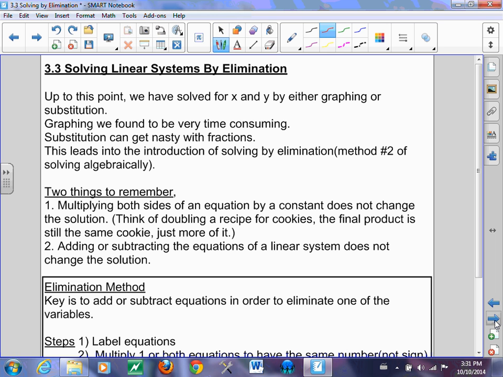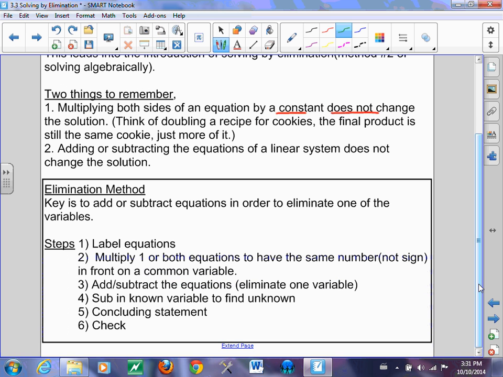Two things to remember, and this is back to when you solved linear equations. Multiplying both sides of an equation by a constant does not change the solution. Just think of doubling a recipe of cookies. The final product is still the same cookie, there's just more of it. Okay, and number 2, adding or subtracting equations of a linear system does not change the solution. So you're going to see when we do these steps for elimination that most are the same, but a couple are different. Okay, but let's take a look at the key first.